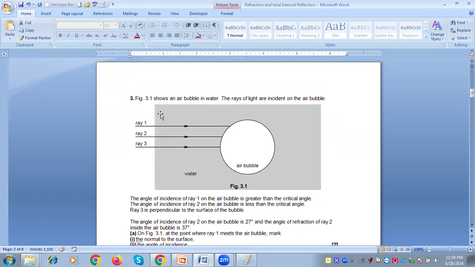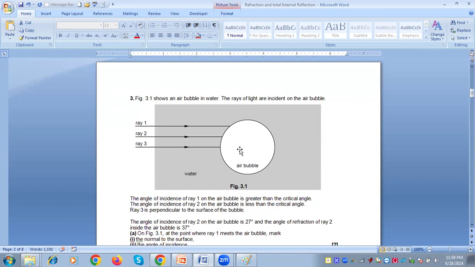Now, Figure 3.1 shows an air bubble in water. So this is again the example of a ray entering from denser to rarer medium, because the ray is in water and it is entering the air bubble. So it's going from denser to rarer medium. The rays of light are incident on the air bubble. The angle of incidence of ray 1 on the bubble is greater than the critical angle. The angle of incidence of ray 2 on the air bubble is less than the critical angle. Ray 3 is perpendicular to the surface of the bubble.